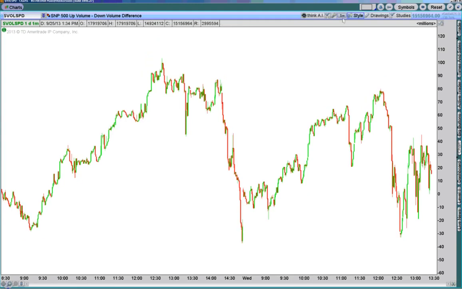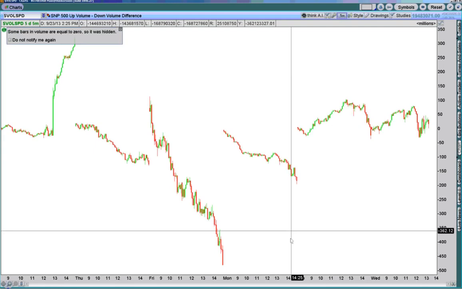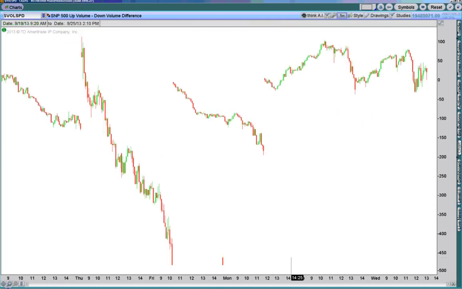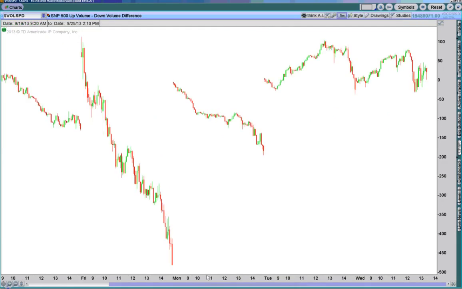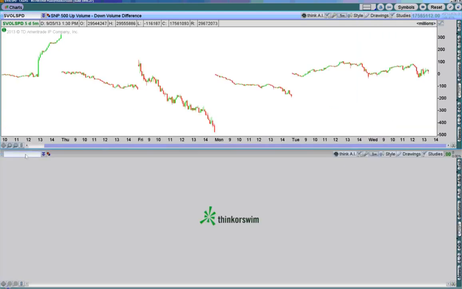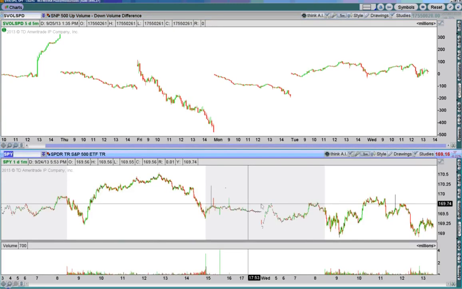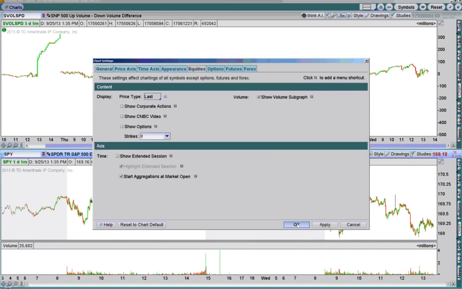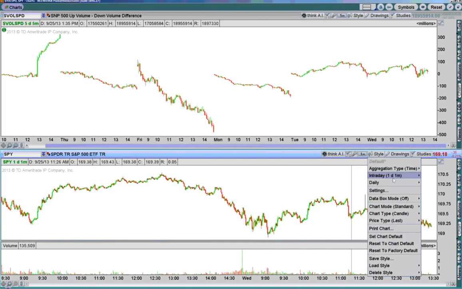From here, I'll flip this back over into a 5-minute chart. And the other thing that I'll do to make the comparison very clear is add a cell below this one. You can notice here I've got 5 days worth of 5-minute data. So I want to pull up a chart of SPY and do the exact same thing here. I go into Style and Settings. I want to make sure that I'm not viewing the extended session for SPY. I also don't need to see the volume for this analysis.